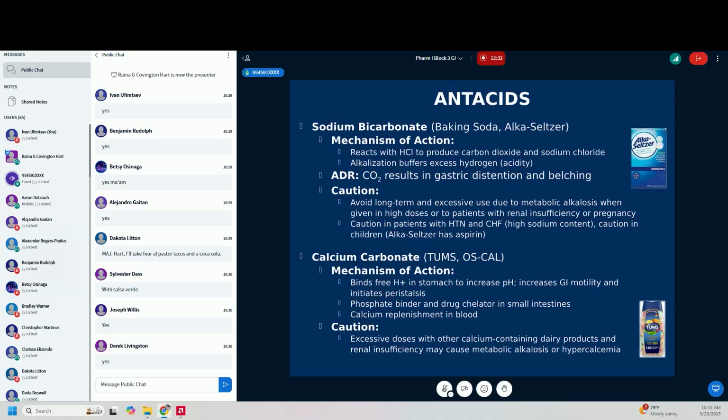So with this same kind of idea with how the mechanism is working, decreasing that acidity because it's binding that free hydrogen. You'll also see that you have increased GI motility. So for some of your patients who are going to have some issues with motility, their GI tract isn't moving very well, you will see where this will get that peristalsis going for them.